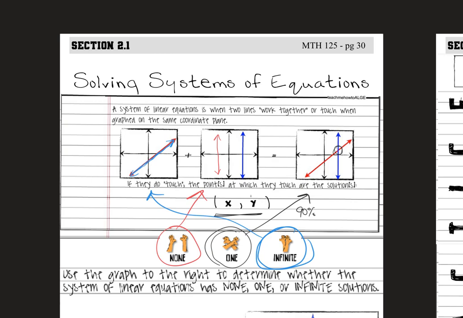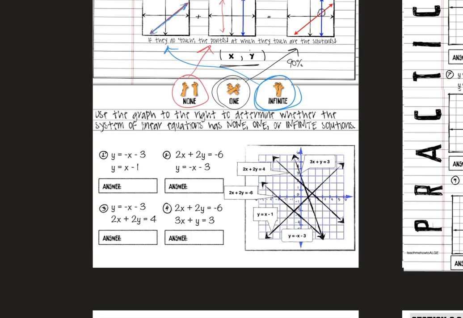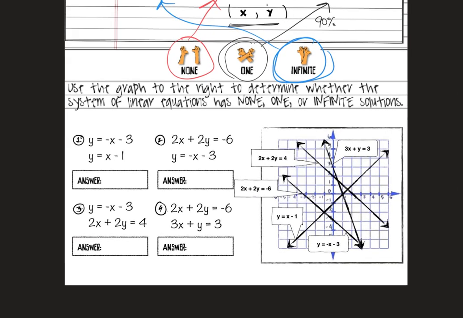We're going to look at a few different scenarios. I'm going to do my best to make this easy to understand, hopefully. So here we have a couple of different situations. The lines are already graphed for us. We just have to say whether or not there is none, one, or infinitely many solutions. And so I'm going to use my highlighter to draw out some of these questions.